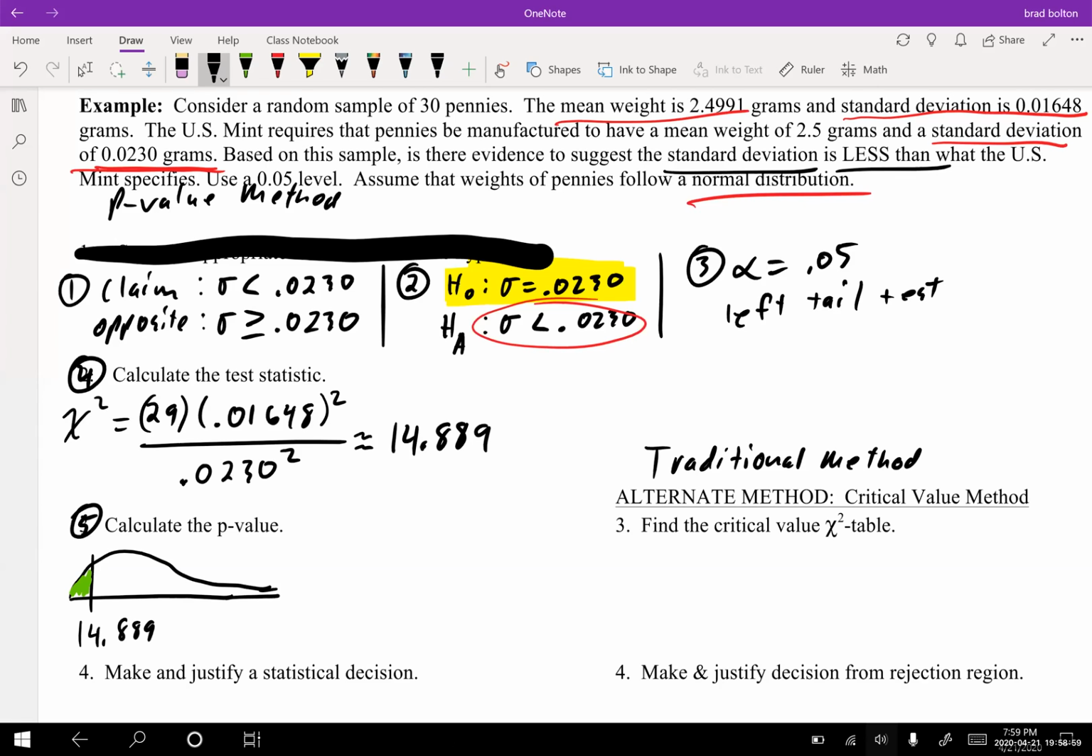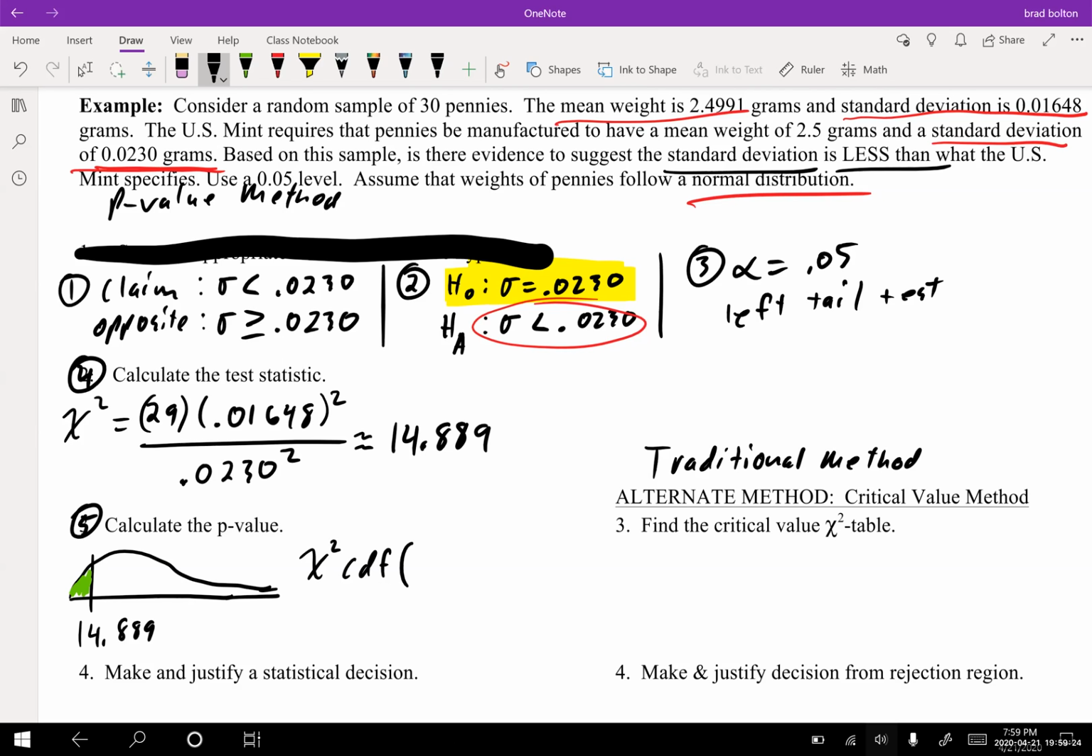Okay, so I'm going to go on my calculator. You could also use your table, but we're going to do second vars, and we're going to go on our calculator until we find chi-squared CDF. On my calculator, it's number 8. So I'm going to do chi-squared CDF. I think this might be the first time we've used it for our class. I believe we used the table in chapter 7.